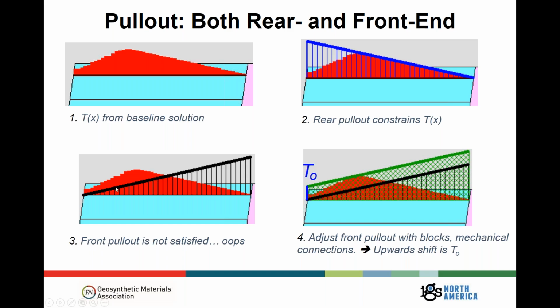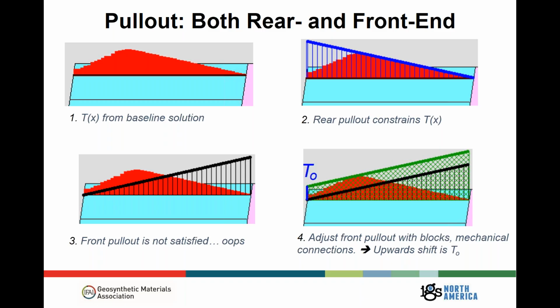If we look at front end pullout resistance, we really flip it around from the rear end. Again, it's resisted by overburden and friction on both sides of the reinforcement. We can see that for the given tension map, the given baseline solution, and the tensions associated with this reinforcement layer, we're not good. We're not satisfying front end pullout. So what we know is that we have this frictional resistance along the reinforcement that resists front end pullout, but it's not sufficient in the front part of the reinforcement. I have to shift that envelope up to meet my conditions.